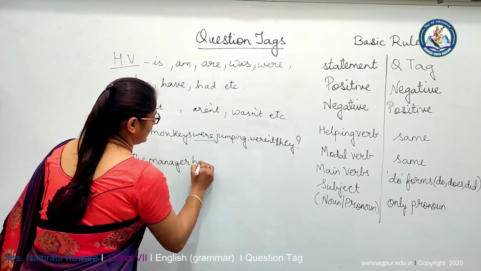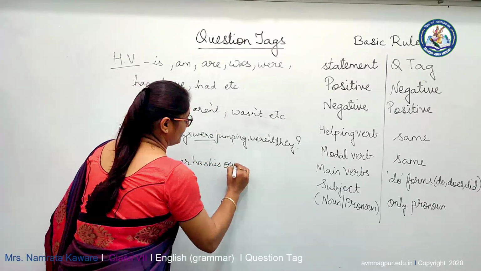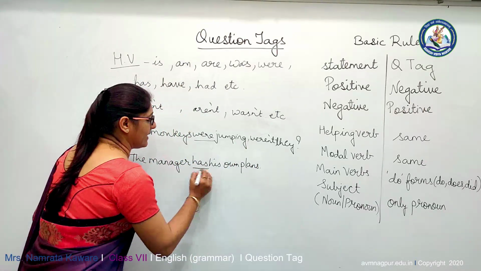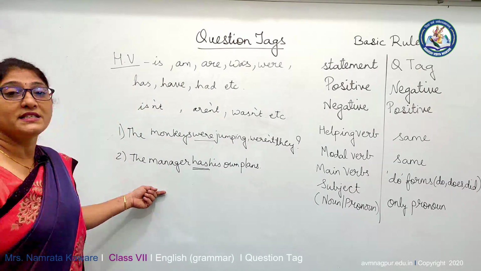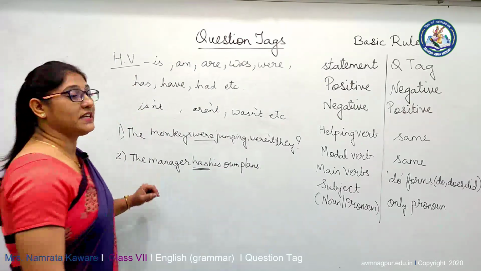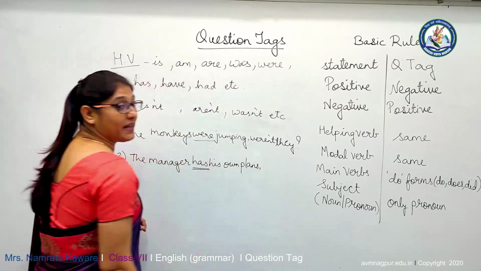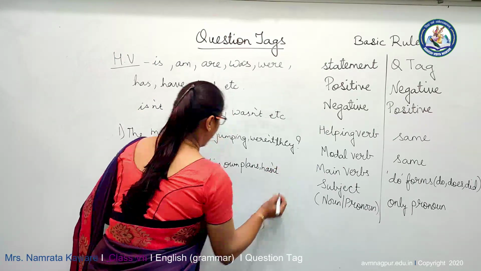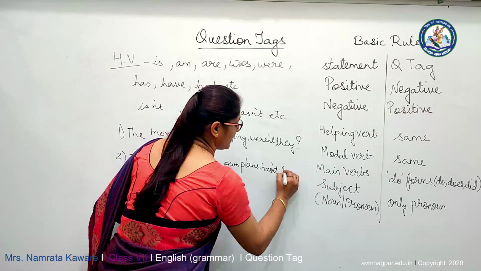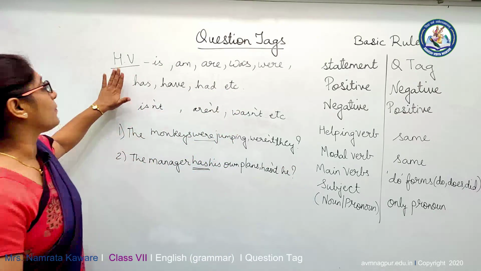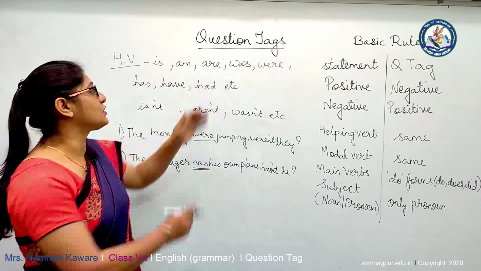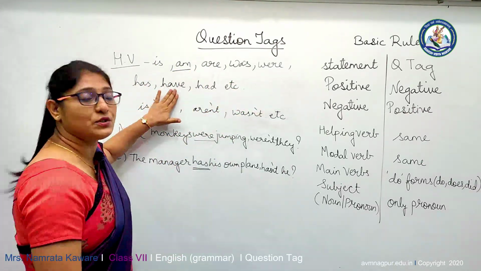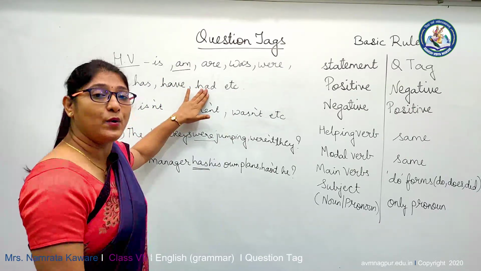The manager has his own plans. Here the helping verb which we can see is has, and the statement is positive. According to the rule, if the statement is positive, the tag will be negative. Replace full stop with a comma. And the negative form of has is hasn't, and for manager the pronoun we put is he and a question mark. Now is changes to isn't, are changes to aren't, was changes to wasn't, were changes to weren't, have changes to haven't, had changes to hadn't, and vice versa.